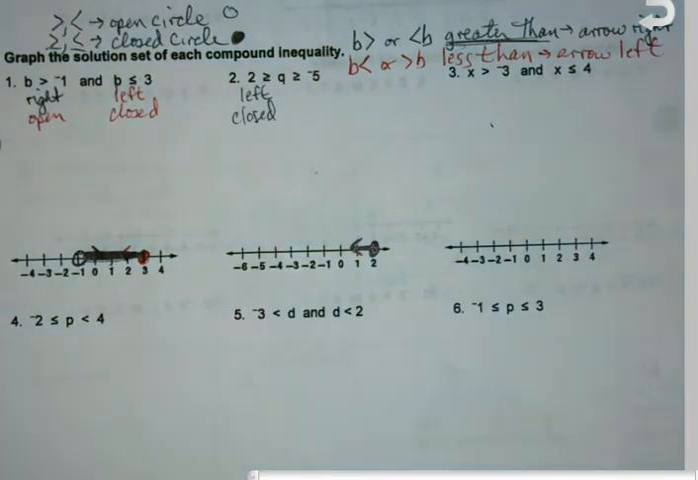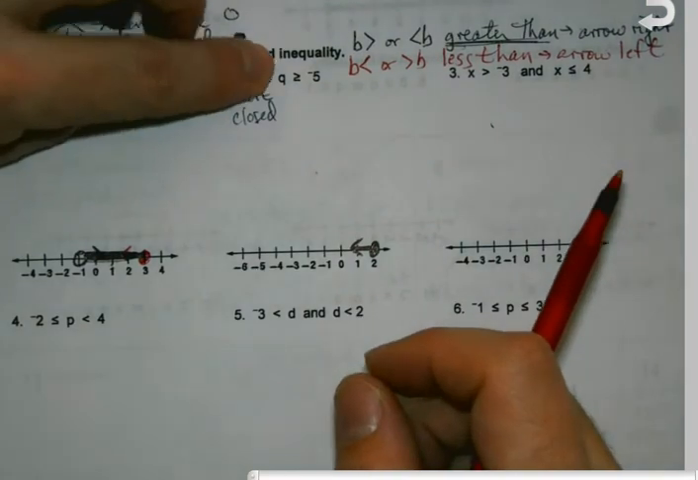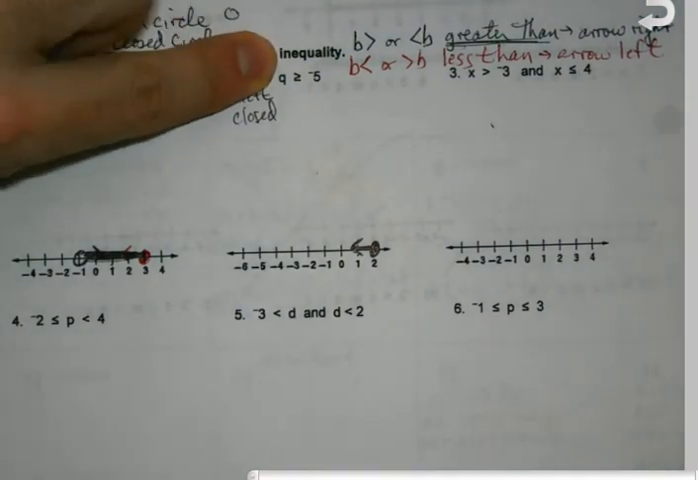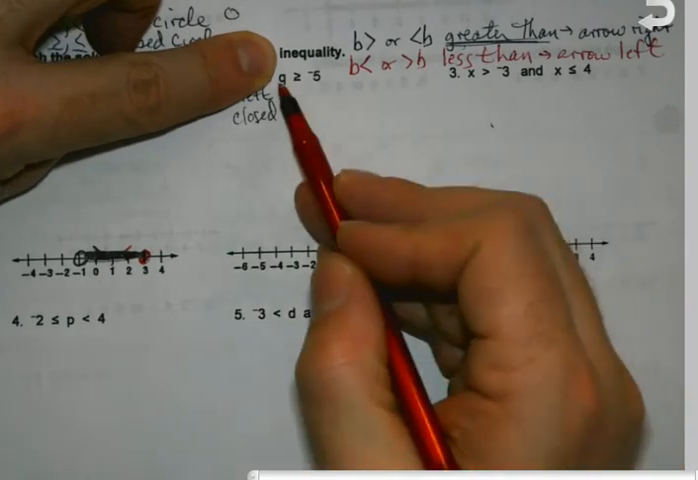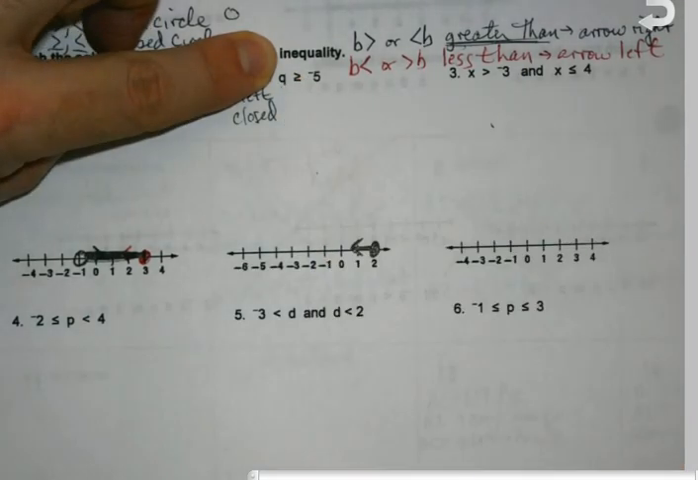Then I switch it up. I'll cover up this part, so it's still like doing two separate ones. I'm just seeing how it works. Q is greater than or equal to -5.